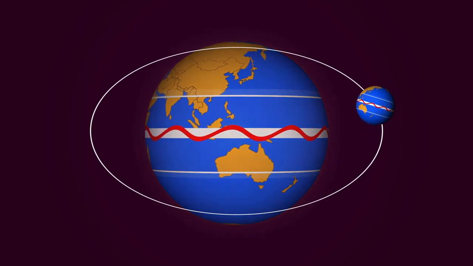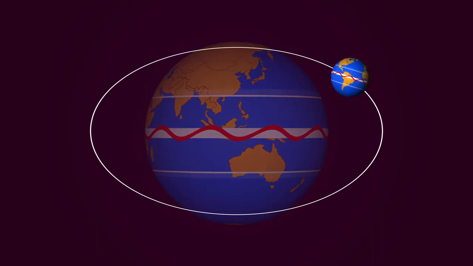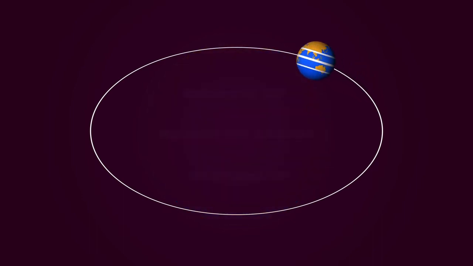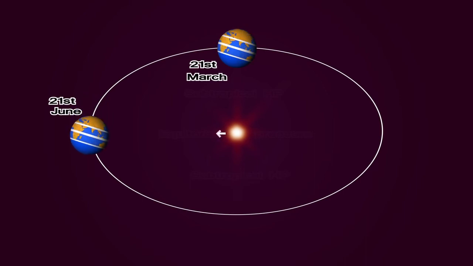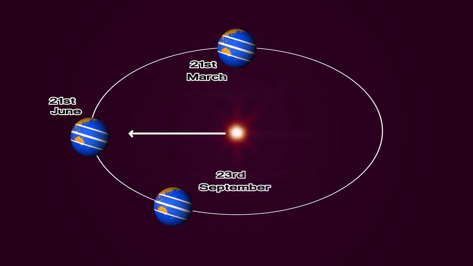We all know that the earth rotates and revolves around the sun. On 21st March, the vertical rays of the sun fall on the equator. But as it shifts to, say, a second position, 21st June, the vertical rays of the sun fall on the Tropic of Cancer. When it comes to 23rd September, the vertical rays of the sun fall again on the equator.